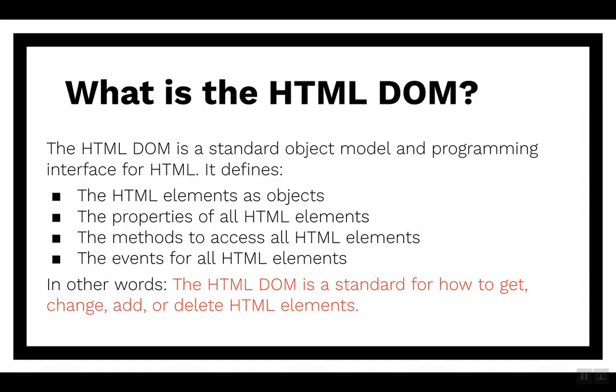So the Document Object Model is a standard for how we can get, change, add, or delete the HTML elements. Once we get these HTML elements, we can make changes to their properties, we can add attributes to them, we can also access a few methods on these HTML elements, and we can also listen to key events on these elements and add a bit of functionality to our HTML document.